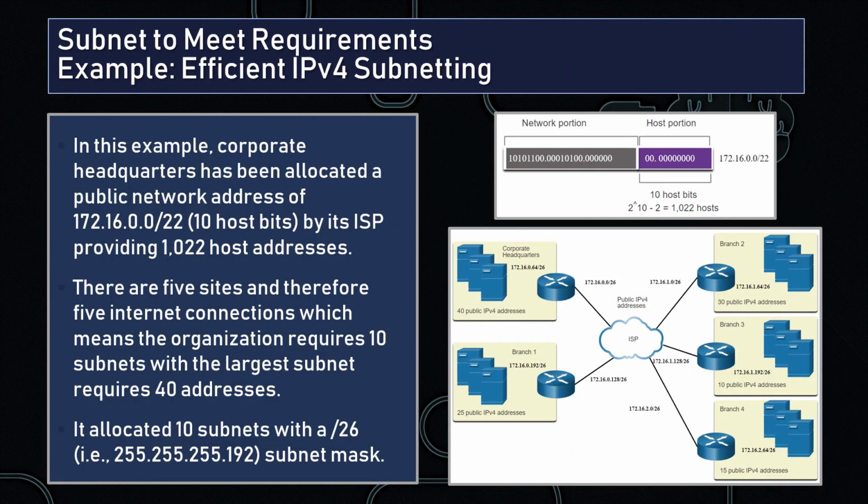So we have an example here. A corporate headquarters has been allocated a public network address of 172.16.0.0/22. That means we have 10 host bits total that we can work with, which gives us just over 1,000 host addresses. Now there are 5 sites and 5 internet connections, so we need 10 subnets, with the largest requiring 40 addresses. So we take 10 subnets with a /26 mask.